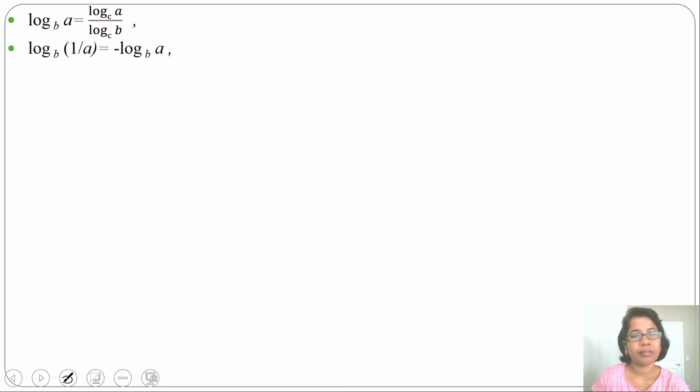Next, log 1 divide a base b equals minus log a base b. Next, log a base b equals 1 divide log b base a. You can swap this b and a. If you are swapping, then it will be 1 divided by log b base a. Next, a power log c base b. You can swap these two, so c power log a base b. So these are some basic functions of logarithm that we use to simplify the logarithm.